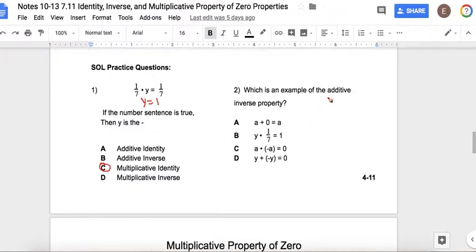which is an example of the additive inverse property. Remember, we learned above that additive inverse is adding opposites, so look down your list and see which one is adding opposites. Hopefully you're thinking choice D.